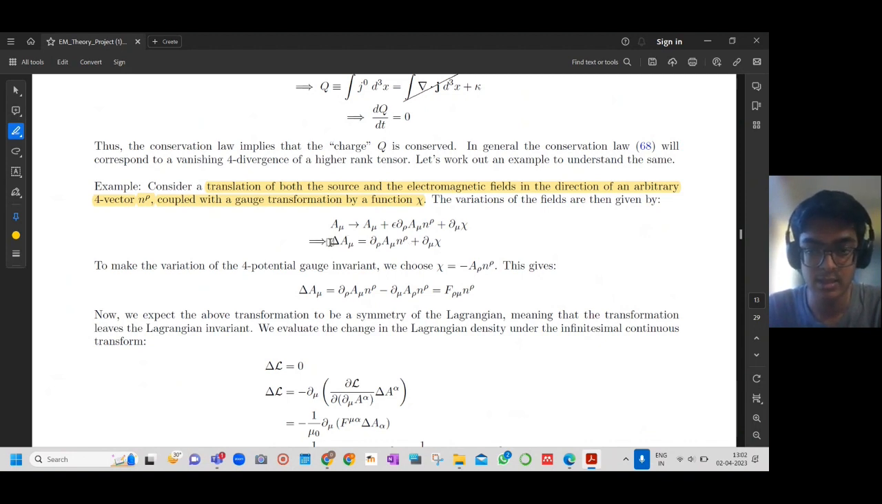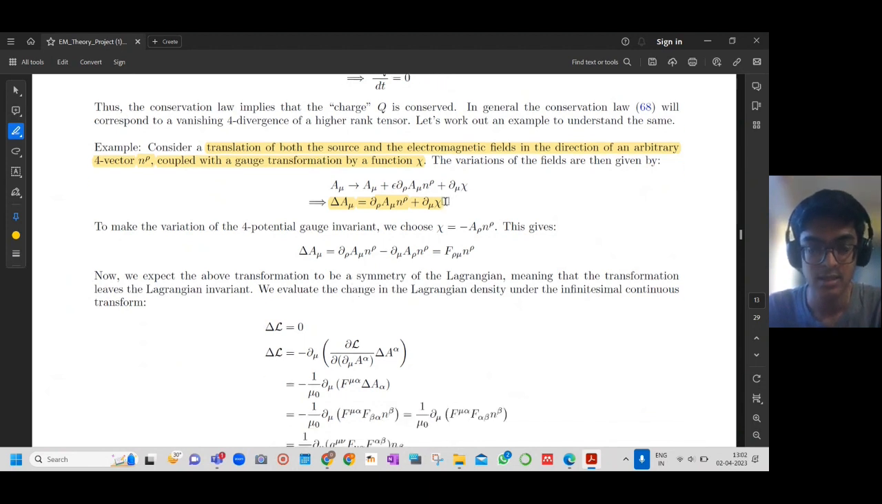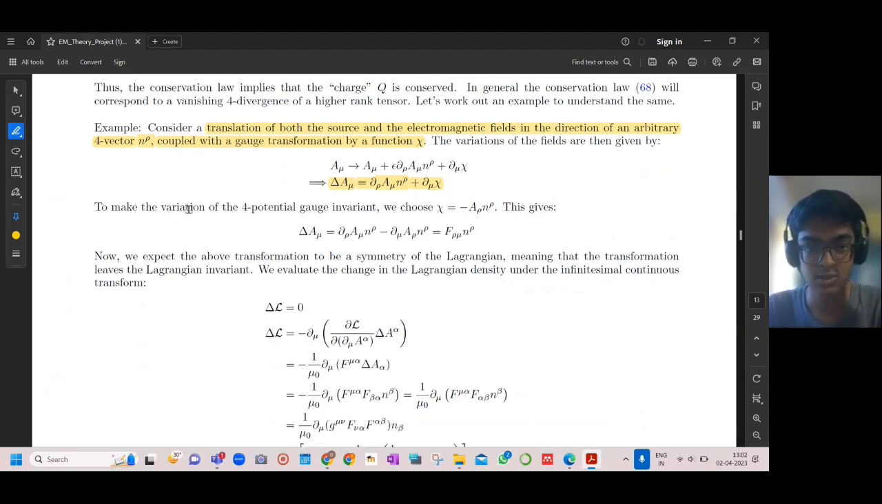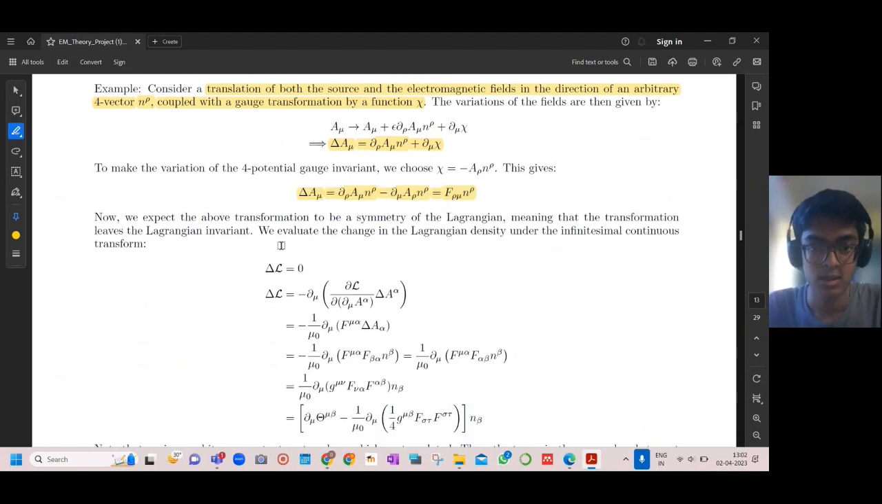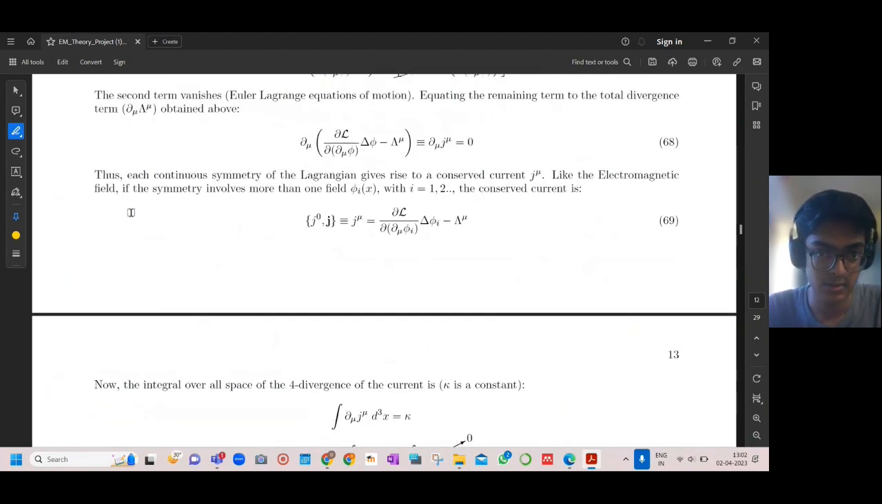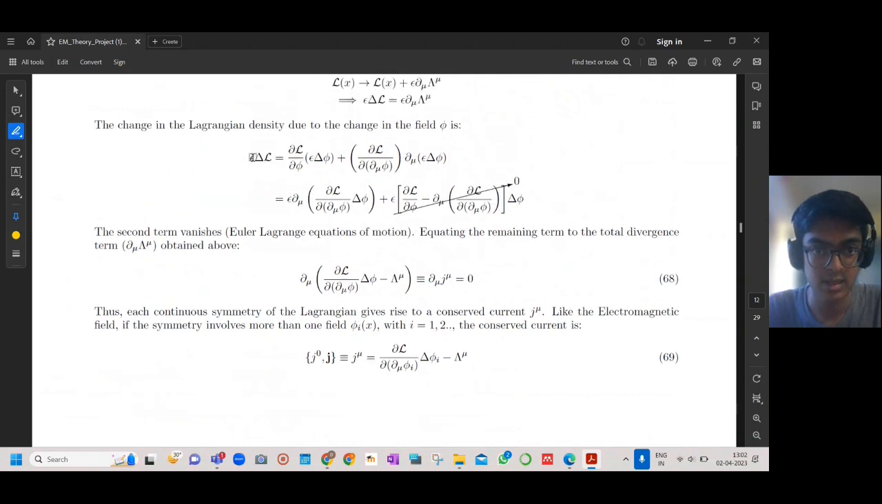So the change in the 4-vector potential is given as follows. This is straightforward. Now, since we are free to choose chi, we choose chi such that the variation in the 4-potential is gauge invariant. So delta A mu would have this form. Moving forward, now we need to find out the change in the Lagrangian.